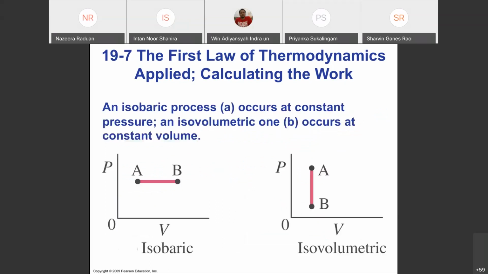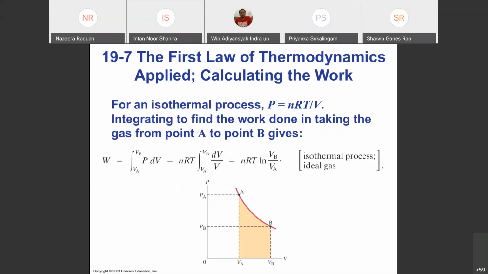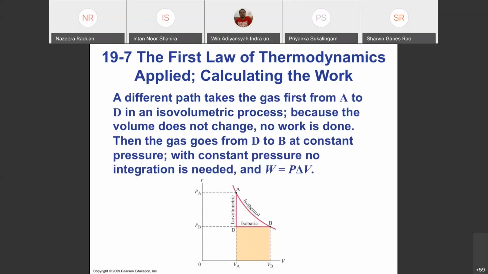This is isobaric, meaning constant pressure. If you look at the pressure, it's constant. And isovolumetric means the same volume, constant volume. This is a type of process of a gas. So I will skip this one.